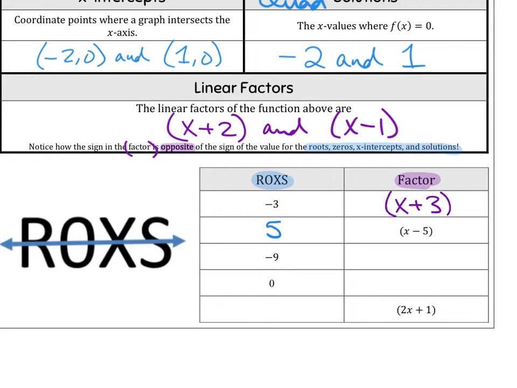If the solution is -9, what's the factor? If the solution is 0, what's the factor? X plus 0. What is x plus 0, though? X plus nothing. It's just x.